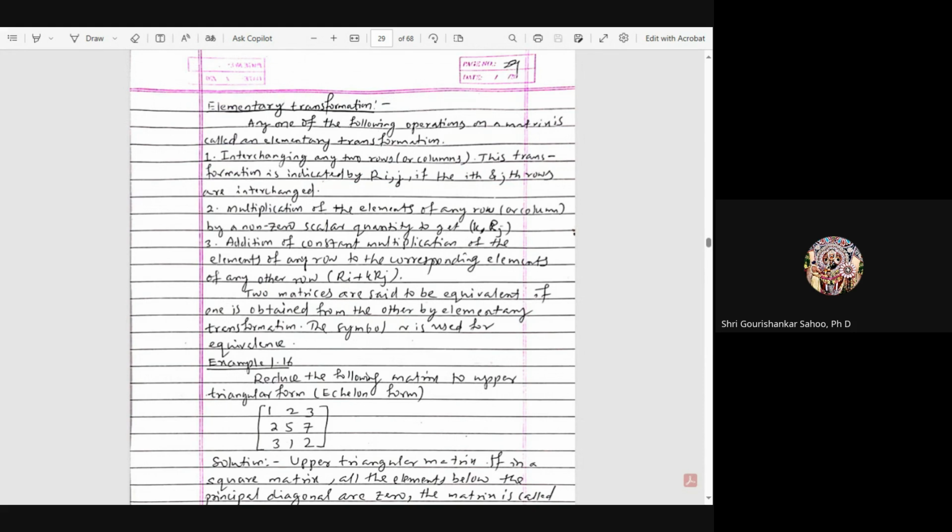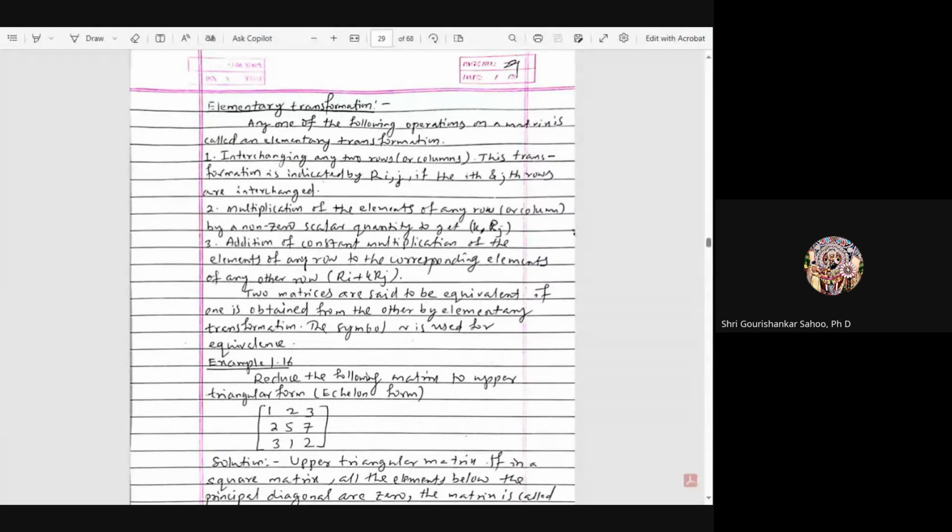Then elementary transformation. Any one of the following operations on a matrix is called elementary transformation. Interchanging any two rows or columns, this transformation is indicated by R_ij if the ith and jth rows are interchanged. Multiplication of the elements of any row or column by a non-zero scalar quantity k, R_i to kR_i. Then addition of constant multiplication of the elements of any row to corresponding elements of any other row, R_i plus kR_j.